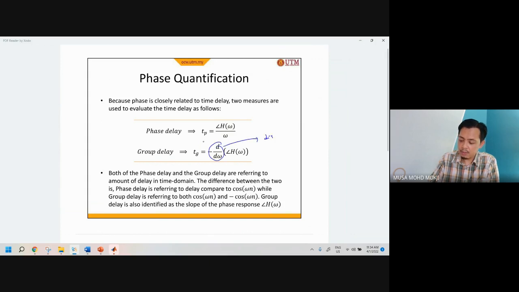In discrete, this is just a difference operation. It means that if you have two values, you just subtract. So that one is TG, and we call it minus d over d omega of your phase. Okay, no worry about that one.